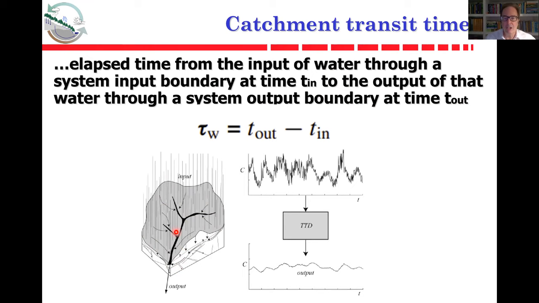So we take this input and we're trying to pass it through some kind of mathematical function to give us the output. So we measure the input, of course, with our isotope sampling of rainfall, like you saw in lecture 2. And we measure the concentration or the isotope composition of the stream water. And what we're doing is trying to convolve the input with a response function, a so-called transit time distribution function, to give us a best fit to that outflow. And that process will enable us to get at the transit time and the mean transit time.